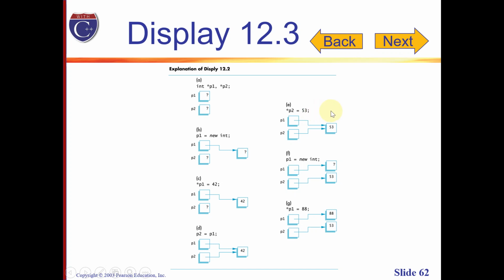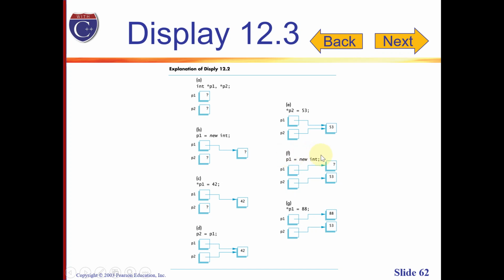At this point, we now assign the value 53 to the pointer variable P2. But we must remember that P2 and P1 are currently pointing at the same memory address. Therefore, both of them will reflect the value 53.